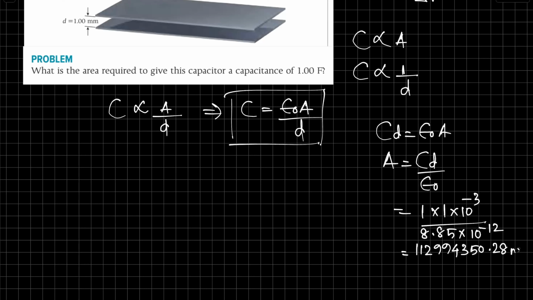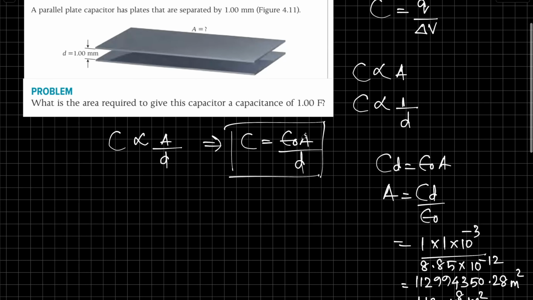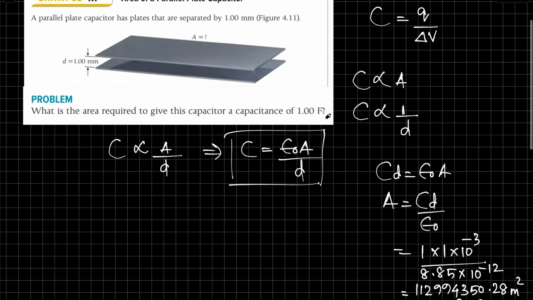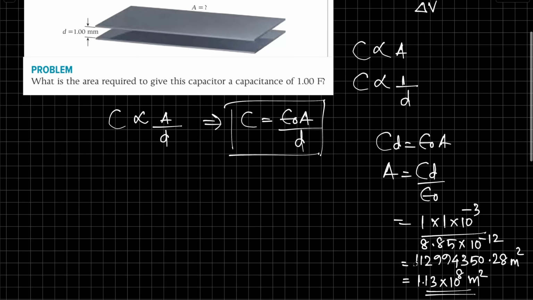A equals 112,994,350.28 meter square, or 1.13 times 10 to the power of 8 meter square. To manufacture a capacitor with a capacitance of 1 farad, you need the plates with area 1.13 times 10 to the power of 8 meter square.